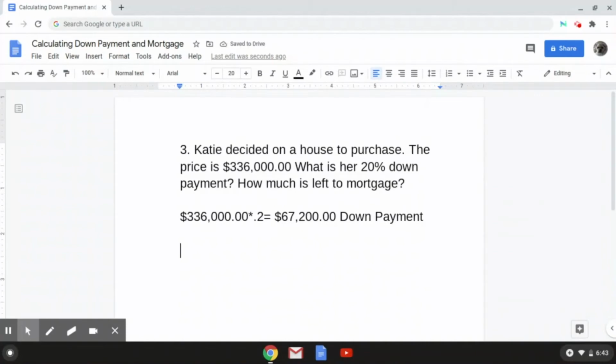Then, from here, in order to calculate the mortgage, as always, first we're going to take the $336,000 and subtract it from the new down payment amount, which is the $67,200. This will give us our new mortgage amount of $268,800. So the new down payment is $67,200, and the new mortgage amount is $268,800. And that is how to solve this problem. So I'm going to be doing a couple more with you guys.